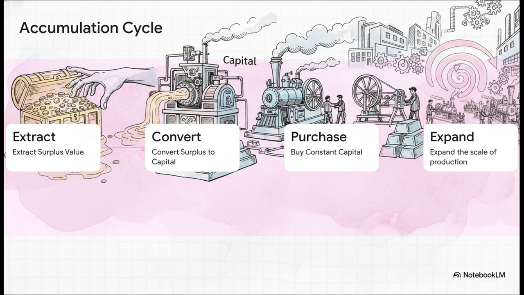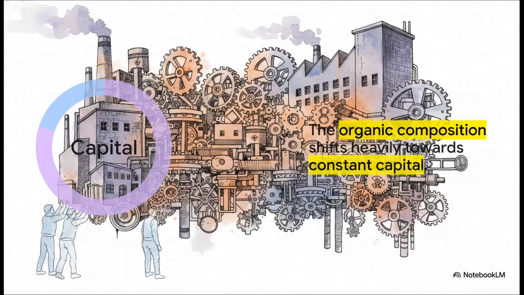The capitalist extracts the surplus value, instantly converts a portion of it back into capital, purchases additional machinery, and expands the massive scale of production. Rinse and repeat. But as this intense drive for efficiency and massive scale pushes forward, something fundamental shifts beneath the surface. The system's organic composition changes.